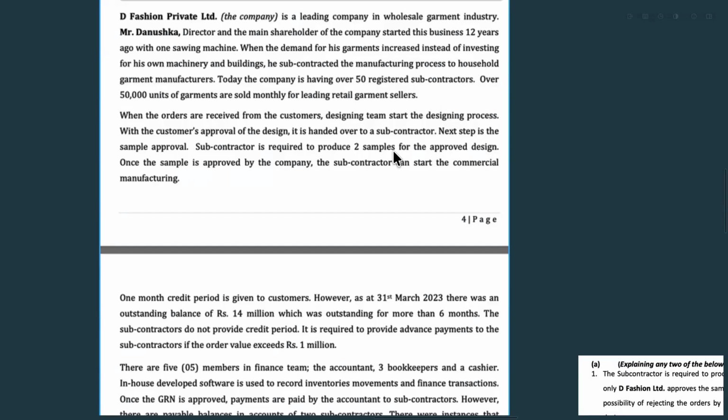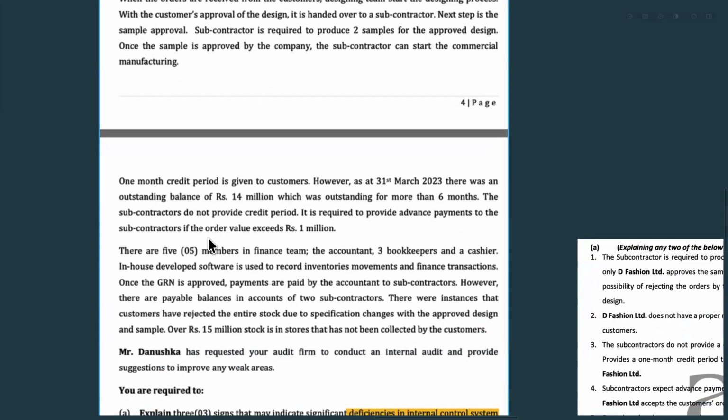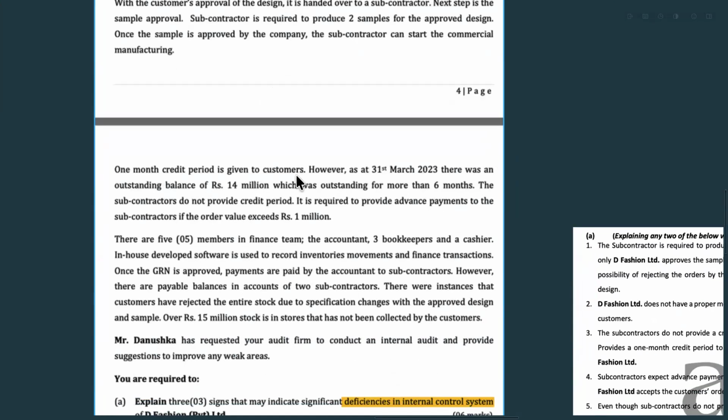So there is a deficiency. What is that? After the company approved, we have to send to the customers. And customers should approve, okay, this is the design I have requested. The color is correct, the logo is correct, everything is correct. There's no procedure. So sometimes the customers can reject the whole items. So there is a significant deficiency. Let's see. And 1 month credit period is given to the customers. So customers will pay you after the subcontractor releases the goods. 1 month, 30 days.